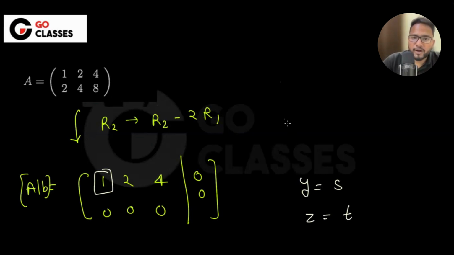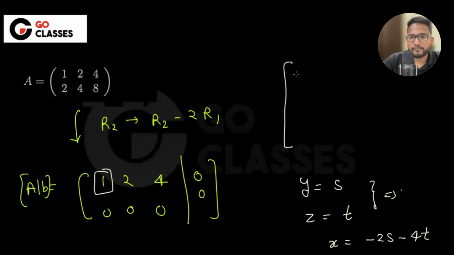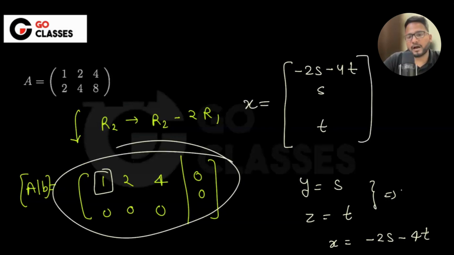So what is the value of x that you are getting? I think x will be minus 2s minus 4t, right? So what is the vector that you are getting? Minus 2s minus 4t, s and t. This is the solution of this matrix, I mean, after the row reduce.